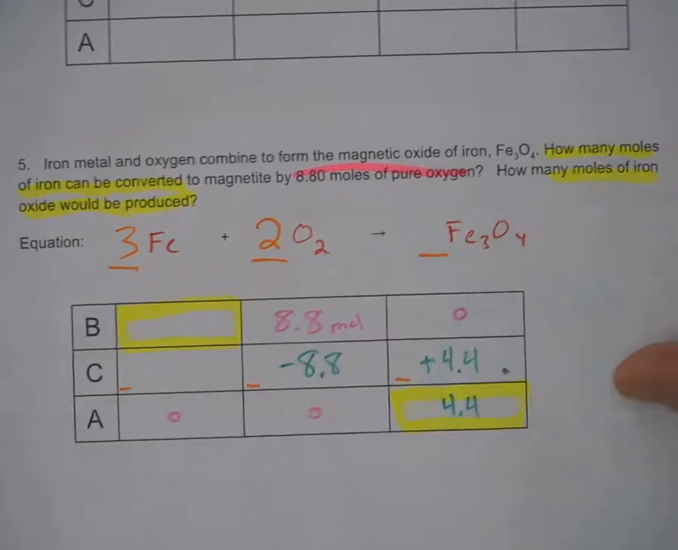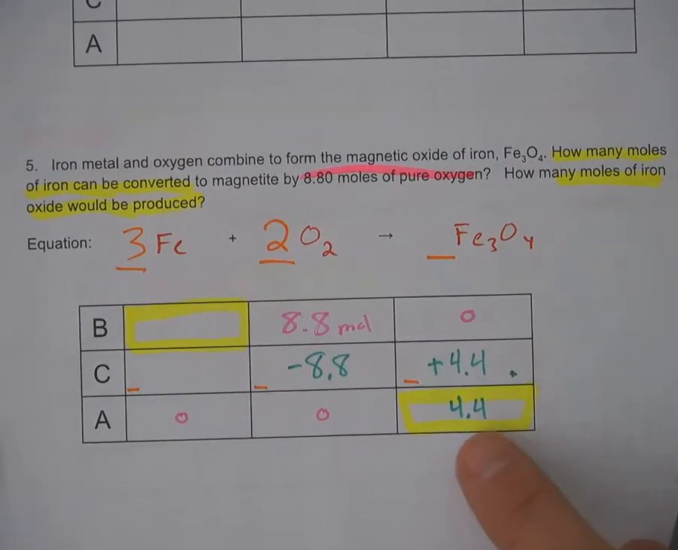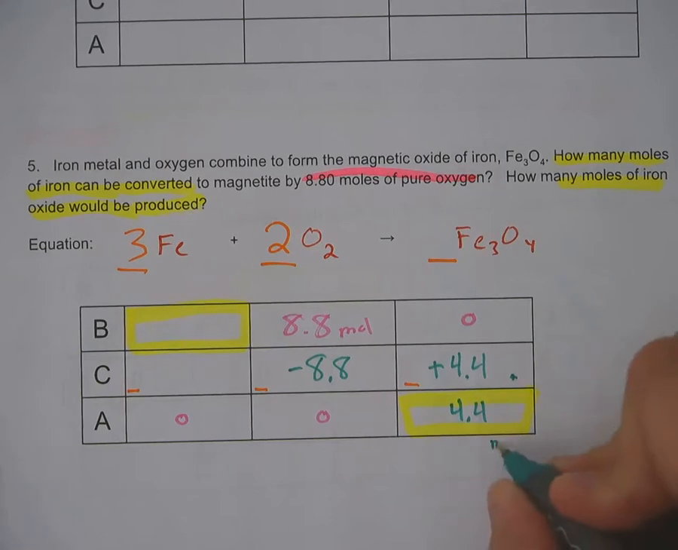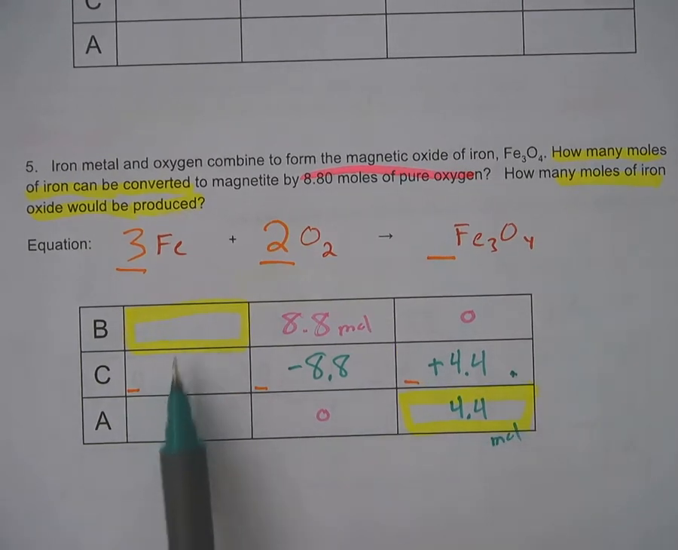It looks like I've already answered one of the questions. How many moles of iron oxide would be produced? 4.4 moles of iron oxide. All right, now I still got to work over here.